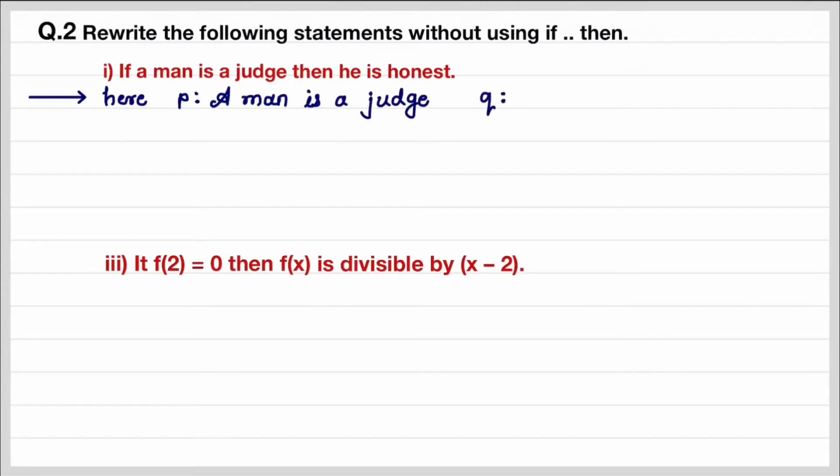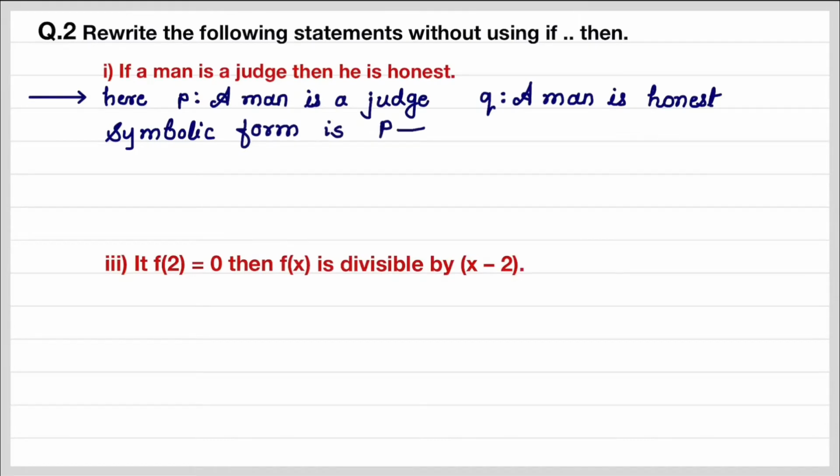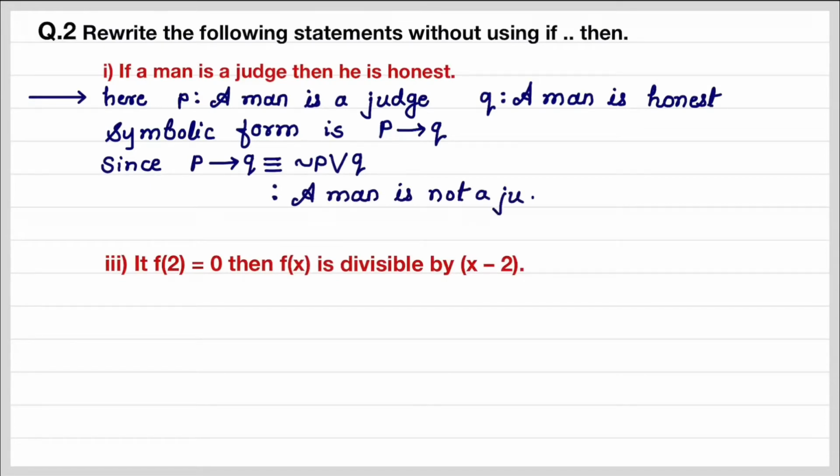Here P is a man is a judge and Q is a man is honest. The symbolic form is P implies Q. Since P implies Q is equivalent to negation of P or Q, the statement will be a man is not a judge, negation of the first statement, or second statement. The second statement is he is honest.